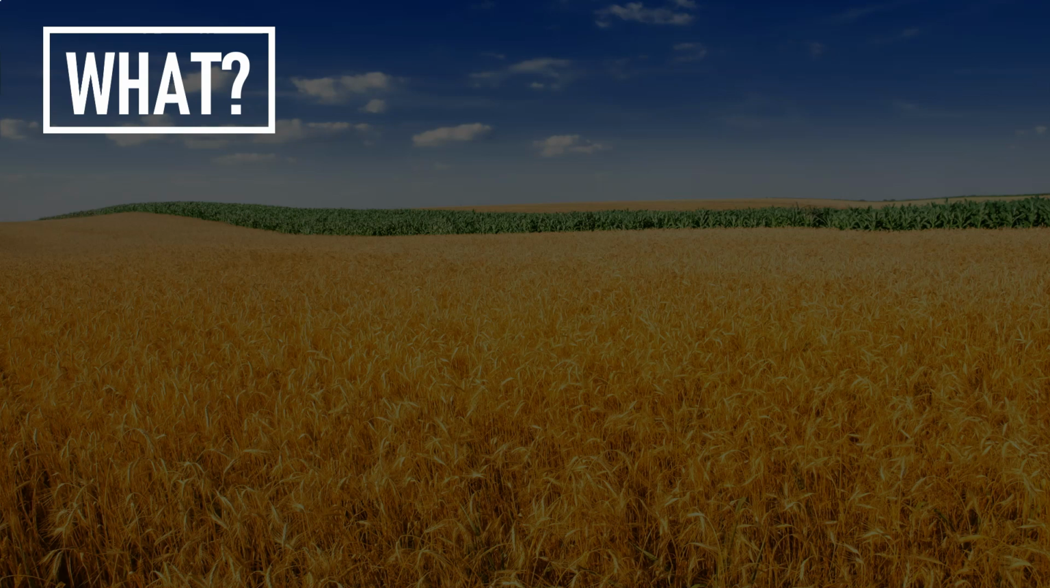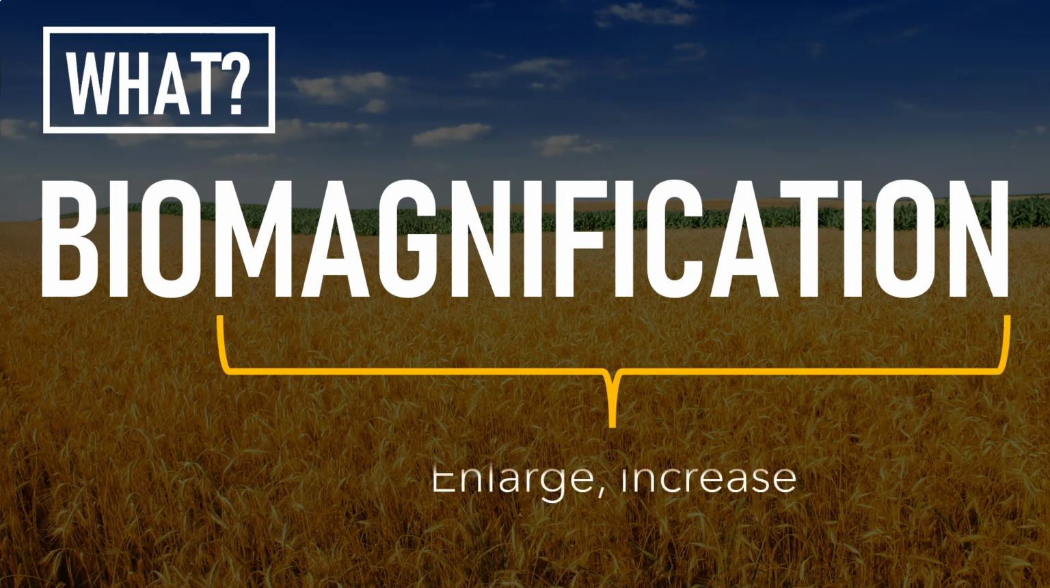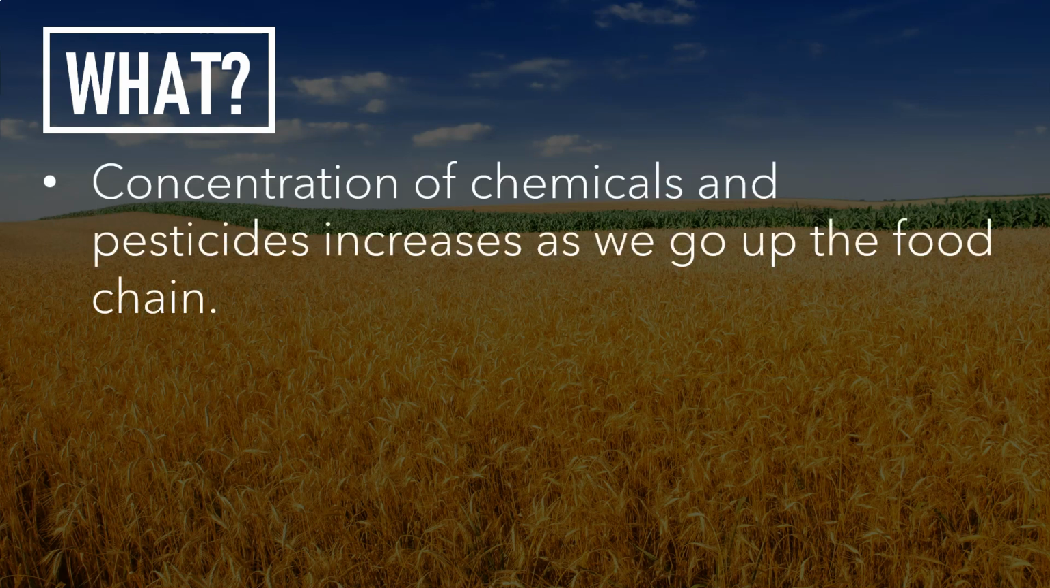What is biomagnification? If you break down this word, we have a prefix, bio, which means life, and the suffix is magnification, which means to enlarge or increase by a specific multiple. So times 2, times 4, that's magnification. How are these two words correlated to each other? Let's find out. The textbook definition of biomagnification is a phenomenon wherein the concentration of chemicals and pesticides increases as we go up the food chain.